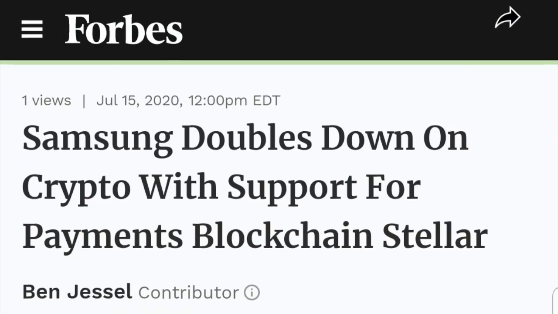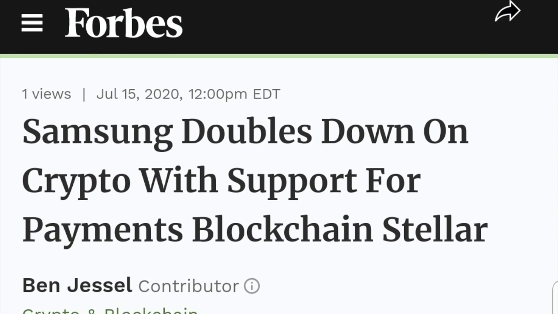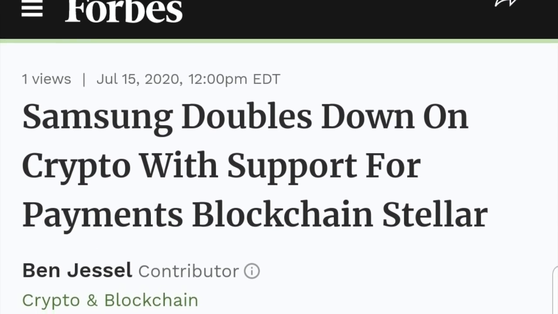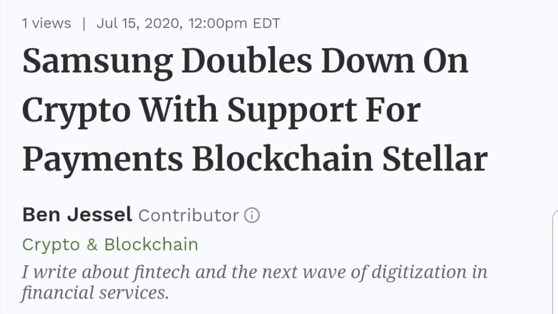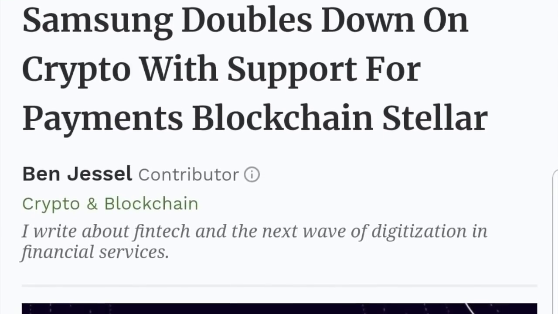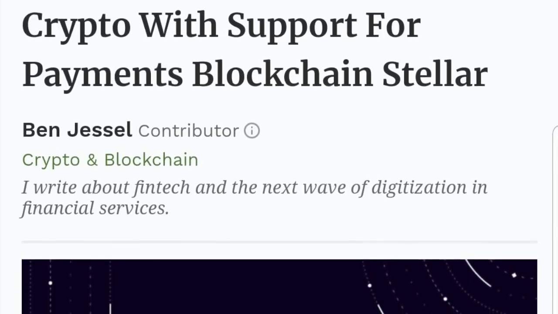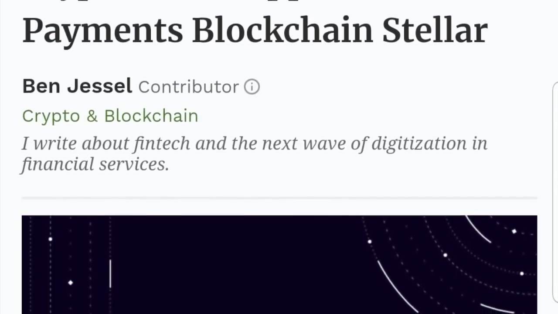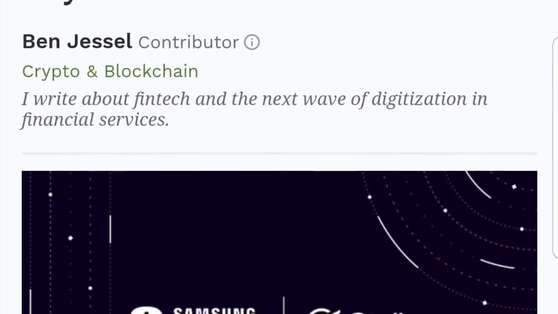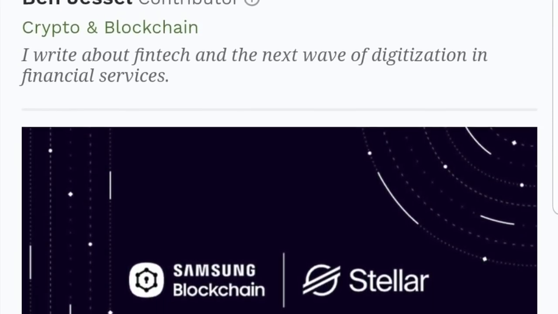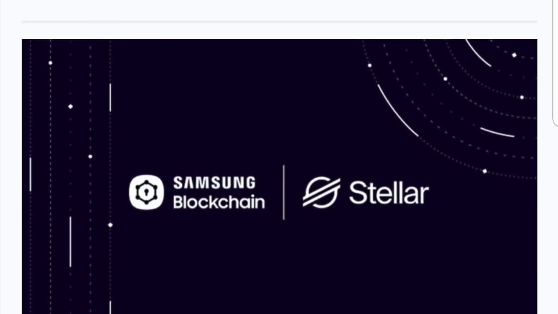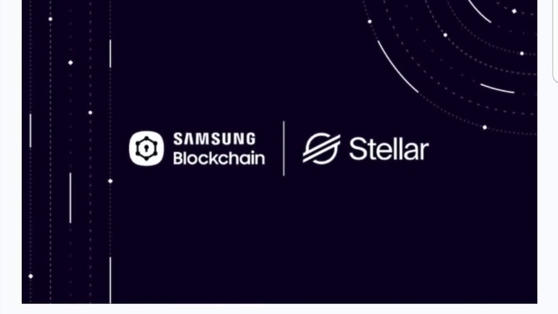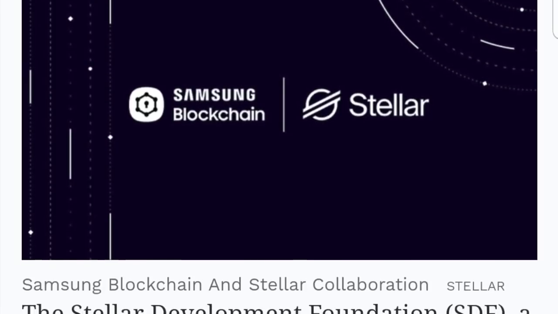I'm doing this on Samsung and also Stellar. Of course, we have Jed McCaleb, who is the creator of the protocol Stellar, which is similar to Ripple's XRP. Of course, he was the developer. Also, he came from Mt. Gox. So, guys, we know all this is planned out. We see the Stellar symbol, the Saturn. So, guys, make sure that we understand that we are following the money.